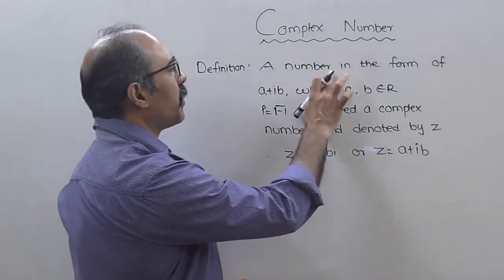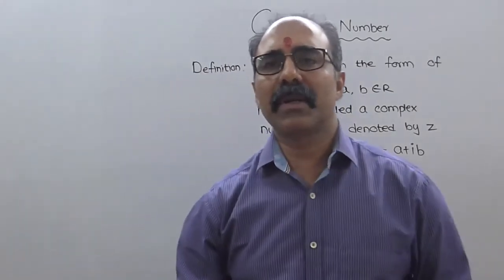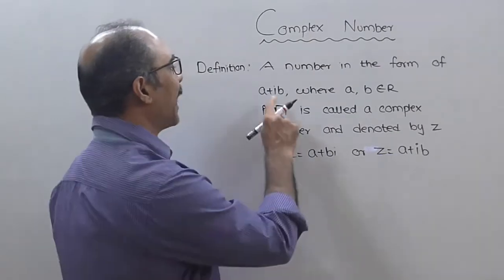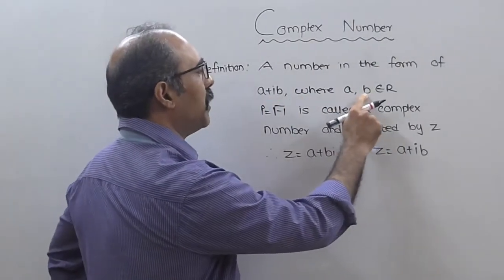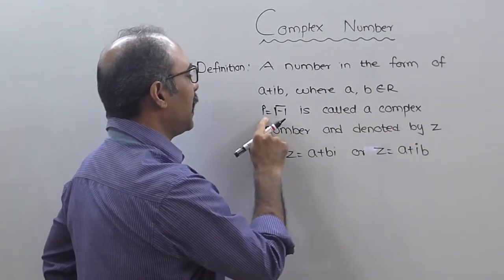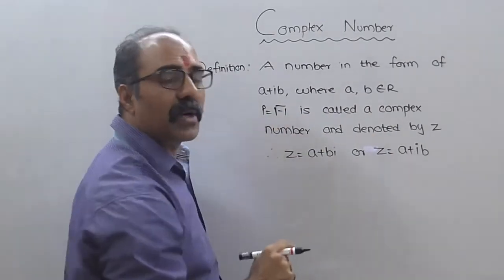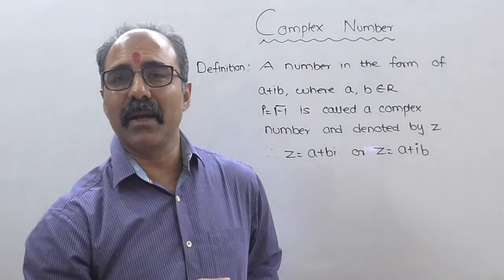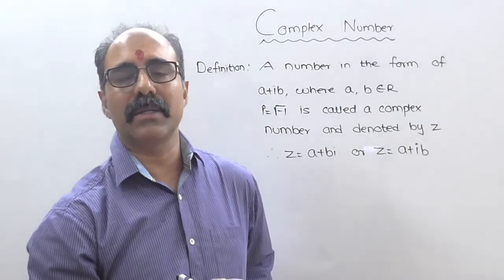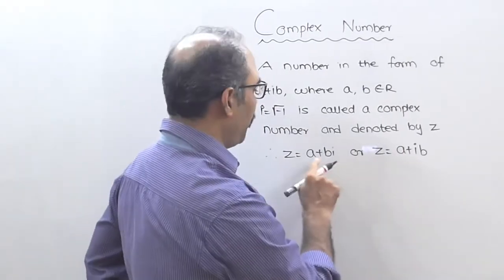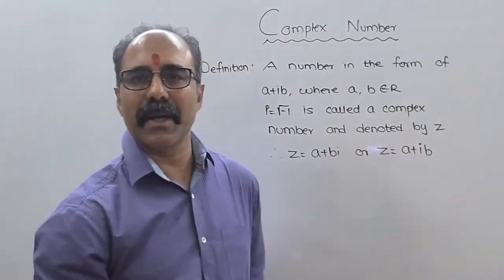Let's discuss what is a complex number. A complex number is a number which is in the form of a plus ib, where a and b belong to the set of real numbers and i equal to root of -1. It is denoted by z such that z equal to a plus bi or z equal to a plus ib. You can write bi or ib, doesn't make any difference.